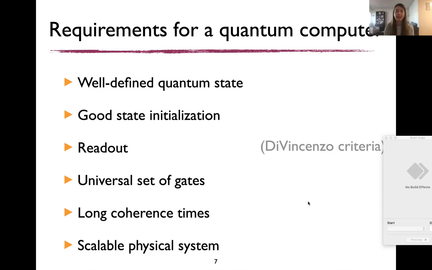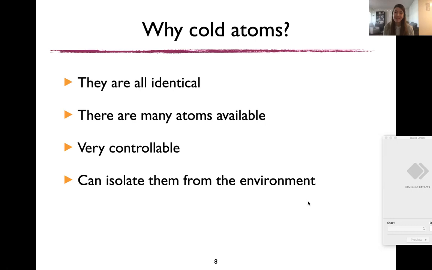the classical computers. And now, for the rest of the talk, I will try to convince you why cold atoms are a great platform to make qubits. But here are a few points to get started. Atoms are good because they're all identical.